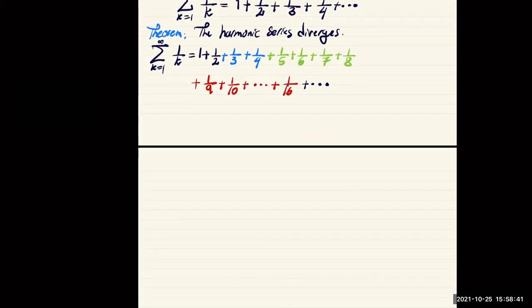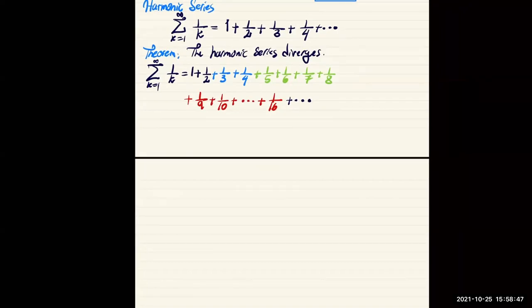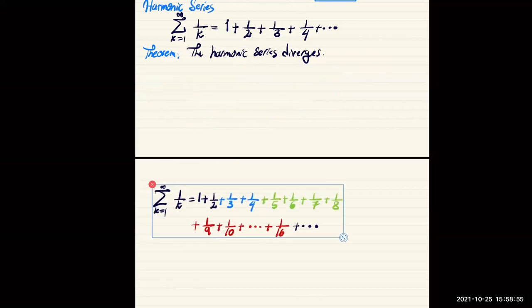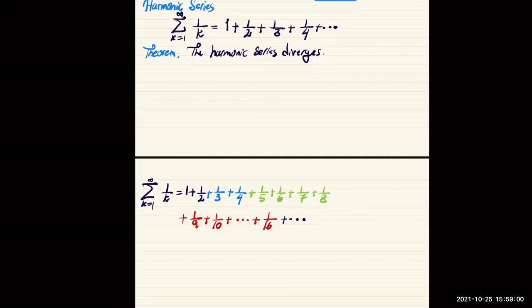Okay, here I'm gonna do some work. Let me cut and paste this onto the next page. All right. So yes, let's see what is special about every one of those groups. Let's go with the blue group, 1/3 plus 1/4. We can say that every one of these numbers is greater or equal than 1/4. Okay, just believe me for a second.